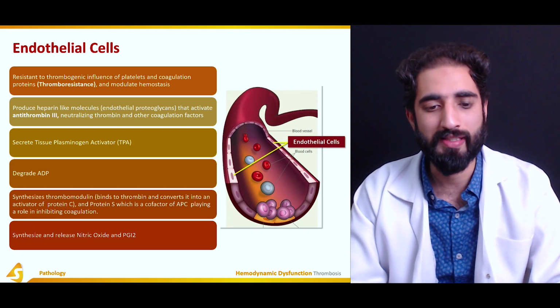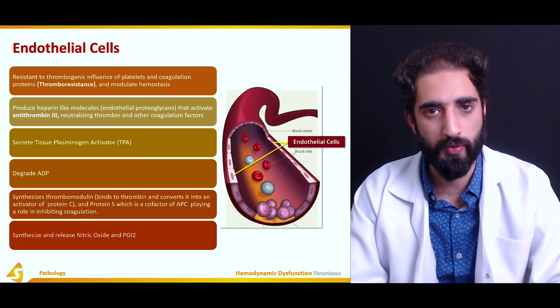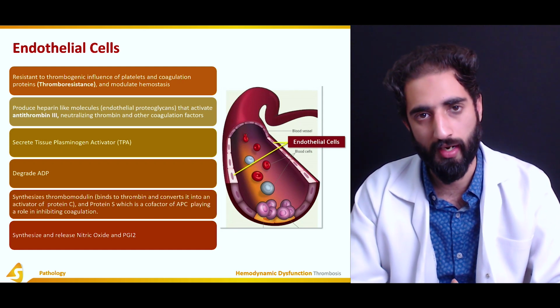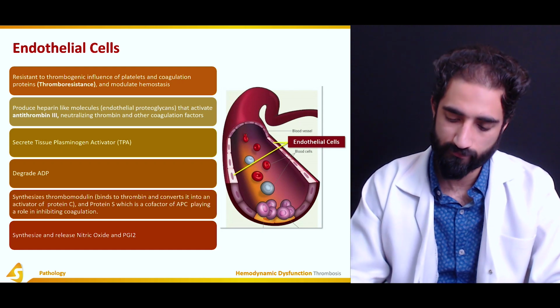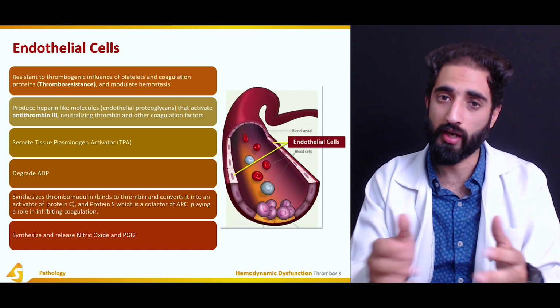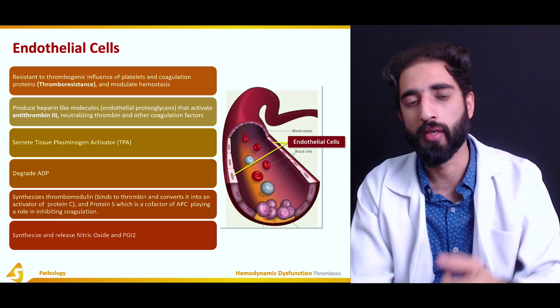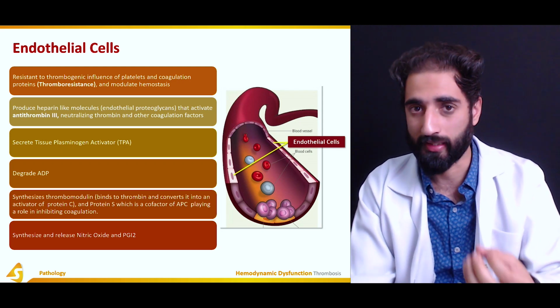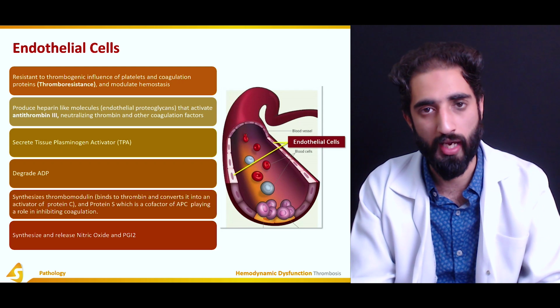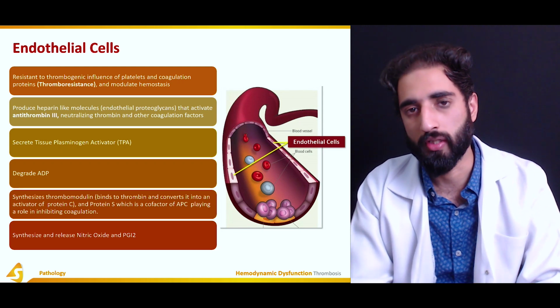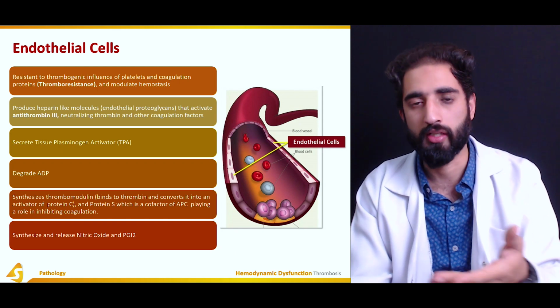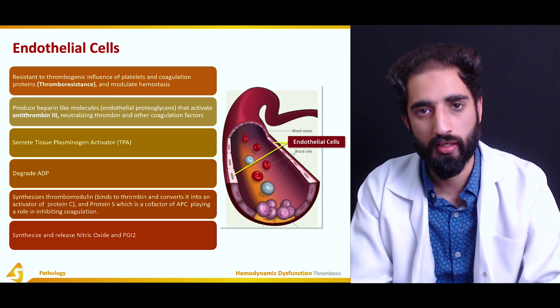They also synthesize and release nitric oxide and PGI2, which we already studied, are actually antagonists to the formation of the thrombus. But that actually occurs only when there are normal endothelial cells. But in case of injury in which the endothelial cells are damaged, that actually leads to the formation of the thrombus, platelet adhesion and aggregation, and clot formation.